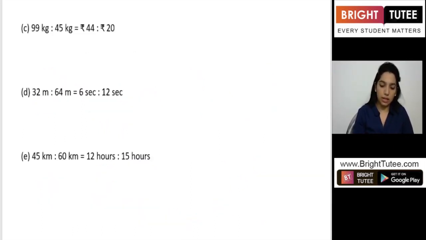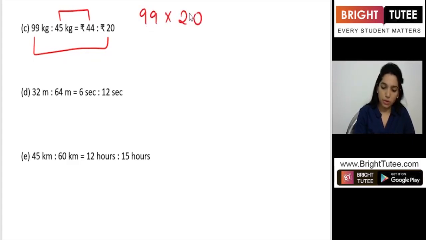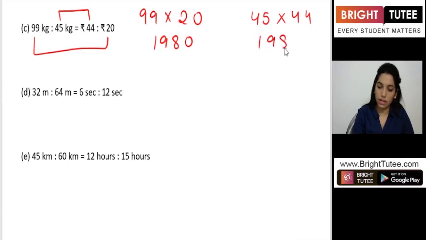It is 99 kgs and 45 kgs and 44 is to 20. Let us do this question by finding the product of the extremes and the product of the means. Okay. So let us do 99 times 20. We just have to ignore all the units that are given when we are multiplying extremes and means. It gives 1980. Okay. And for the means, that is 45 multiplied by 44, the answer is 1980. Clearly both these answers are the same, so the statement is true.